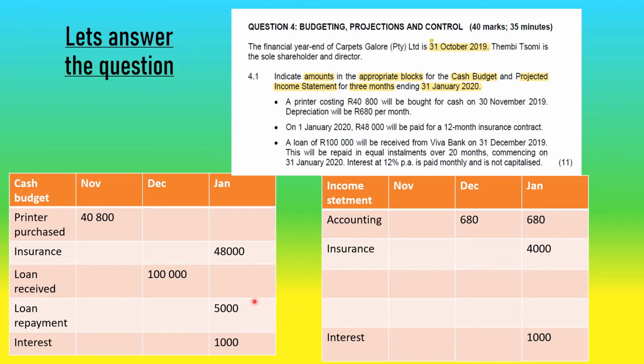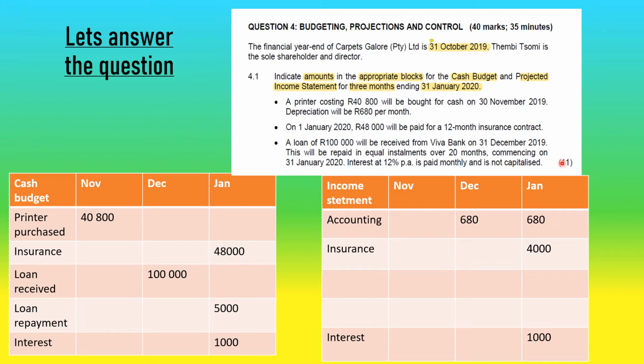You're reducing your loan, crediting your bank. You've now paid your loan in equal installment, which is 100,000 divided by the 20 months. You've now paid your loan. What is your income statement? No effect, because the journal entries guided us to think there was no effect. Then there's interest, right? So here it says interest is at 12% per annum and is paid monthly and is not capitalized. So when something is not capitalized, it means your journal entries would be debit interest, credit bank. Because it's not capitalized, it doesn't go to your loan account. It goes directly into your income statement.